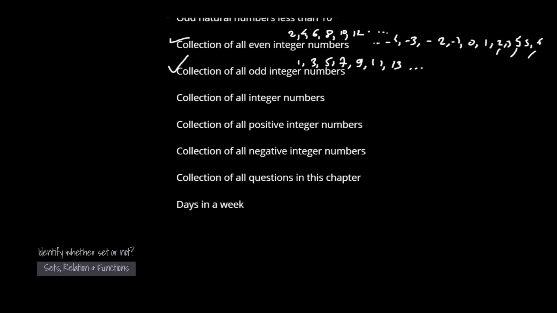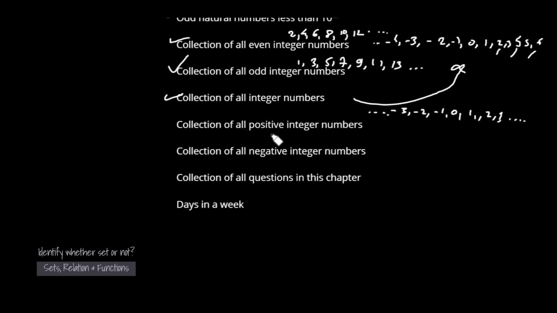Next example is the collection of all integer numbers. So they have this particular range. All the negative numbers, say minus 3, minus 2, minus 1, 0, then 1, 2, 3, and they expand in the positive direction also, and in the negative direction also. Minus infinity to plus infinity. So objects are well defined, so it is a set. And these are the objects of this particular set.